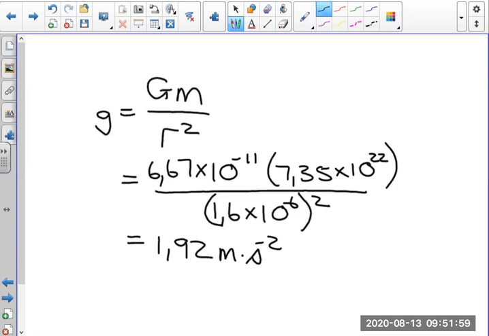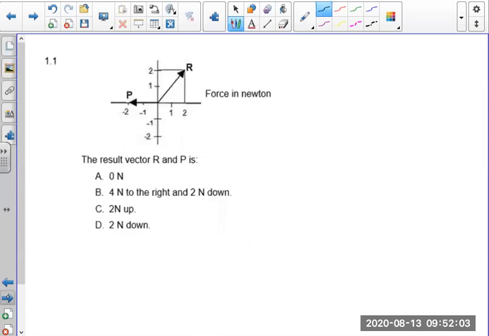Okay. Then what I have is a few multiple choice questions that I put on, because I know that normally that's one of the questions that we as teachers don't get time to do with you, but that's also the questions that you normally will struggle with when we do this. Now let's look at the first one, 1.1. Here they say, the result vector R and P is. Okay, now look at that.